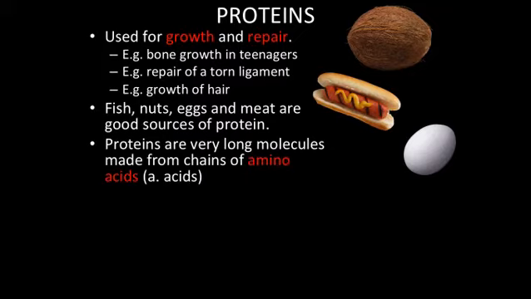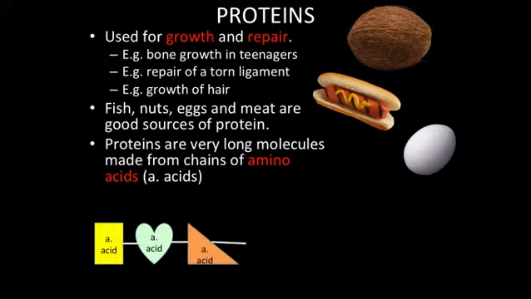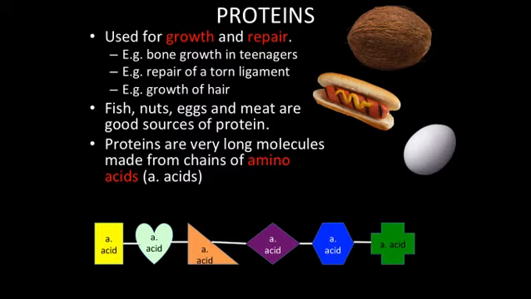Now, protein molecules are very, very long, enormous molecules made of chains of amino acids. Now, there are 20 different amino acids in total, and all proteins in your body and all proteins you take in are made of a different combination of these 20 different amino acids.